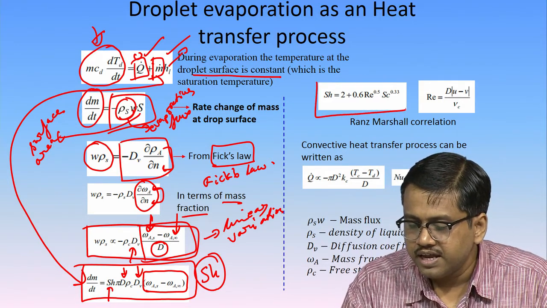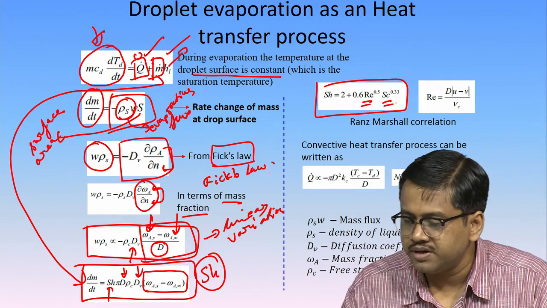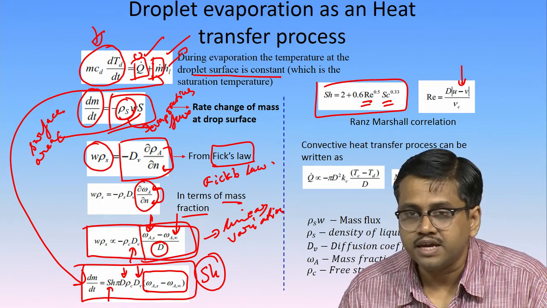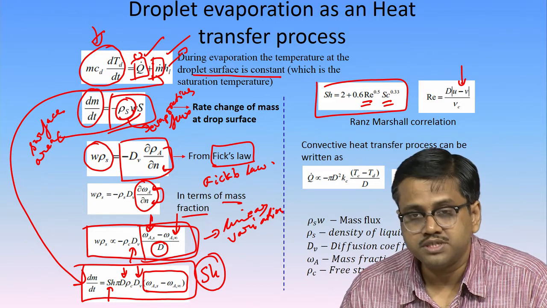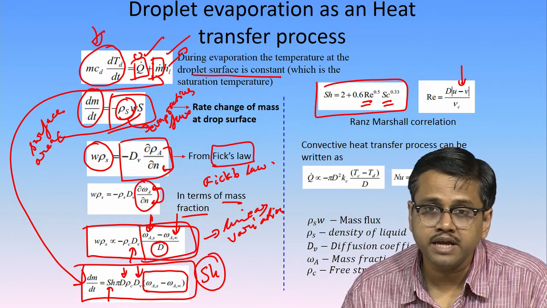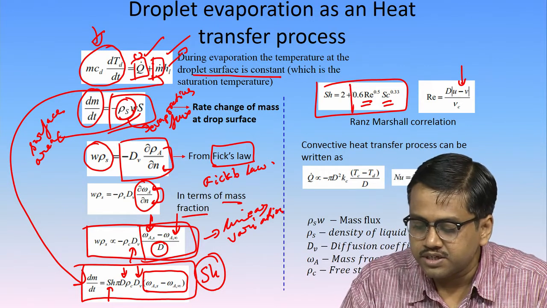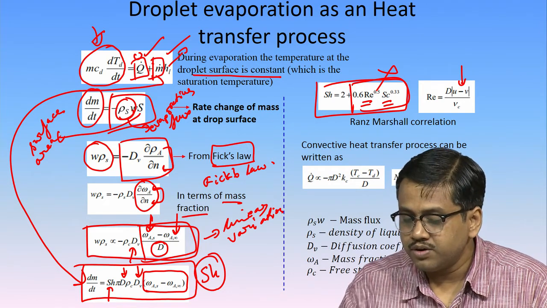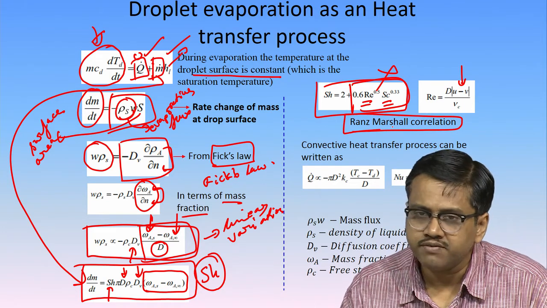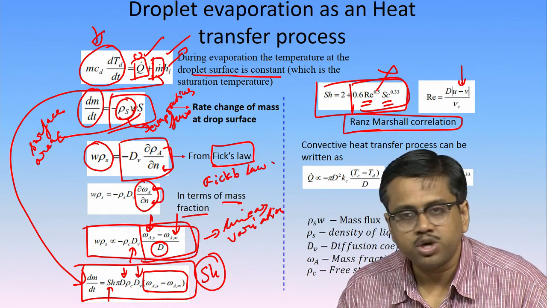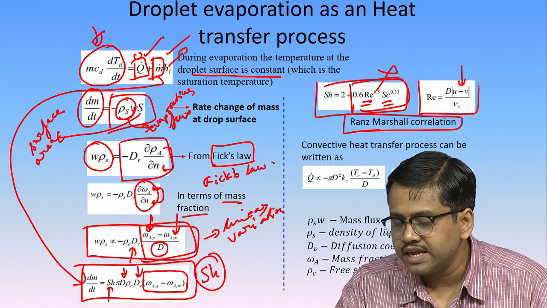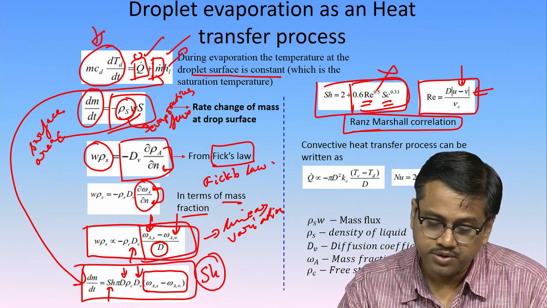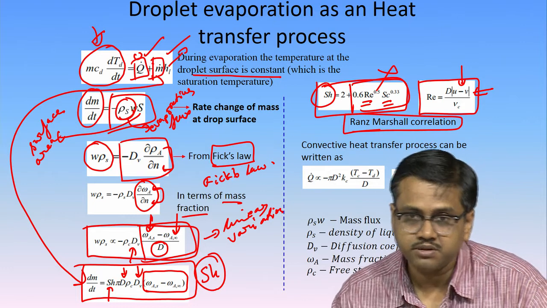Now this Sherwood number can be written in terms of the Reynolds number and the Schmidt number, where the Reynolds number is based on the velocity scale, if there is a velocity between the gas and the liquid. If there is no velocity, which is the case for a spherically symmetric droplet, as in your D square law, this particular term will vanish. So it will be given in terms of only two. This is also called the Ranz-Marshall correlation, a very popular correlation in the droplet literature. The Reynolds number is given by the relative velocity between the droplet and the ambient.